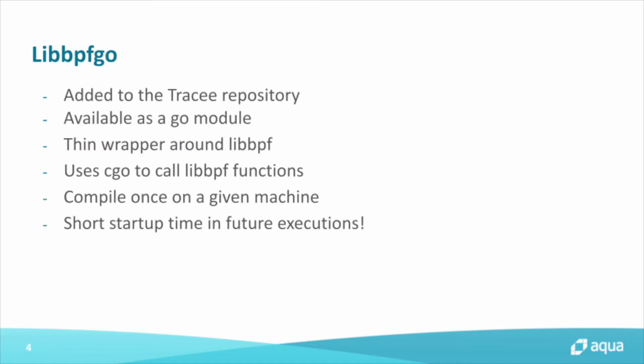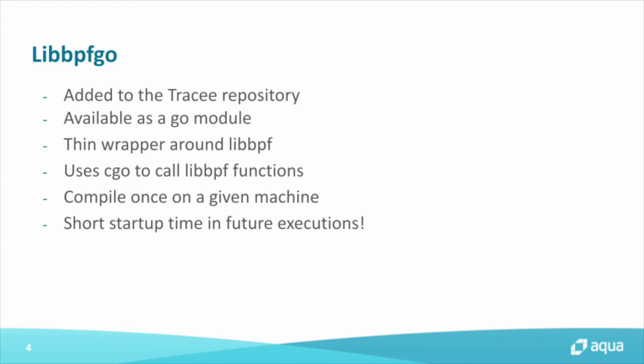libbpfgo is the result of this development and is now part of the Tracee repository. We made libbpfgo available as a Go module, which can be used by other projects as well. libbpfgo is a thin wrapper around libbpf. It uses cgo to call libbpf functions and wraps these functions with Go structs and channels.